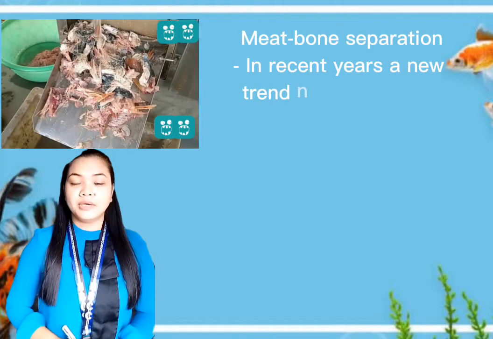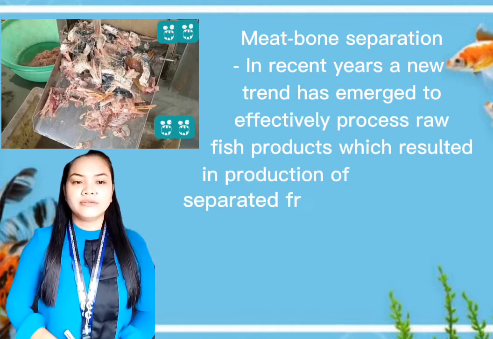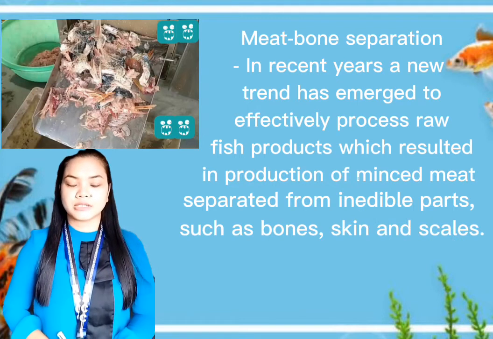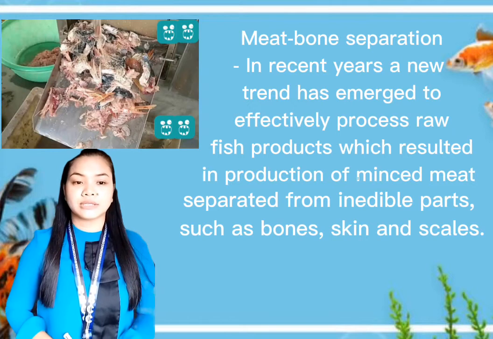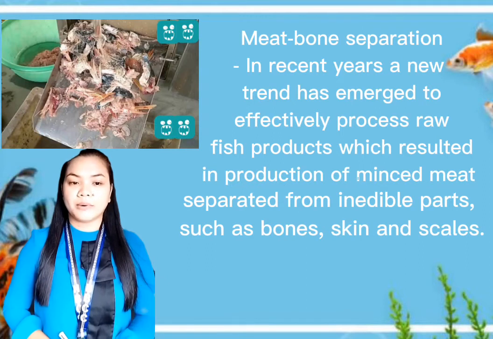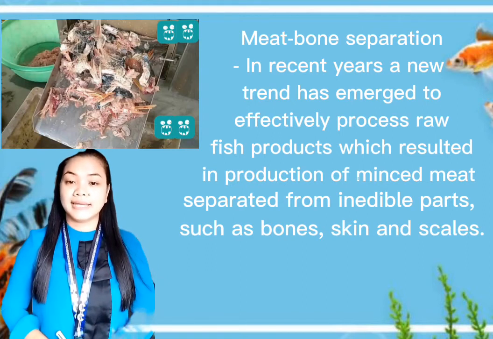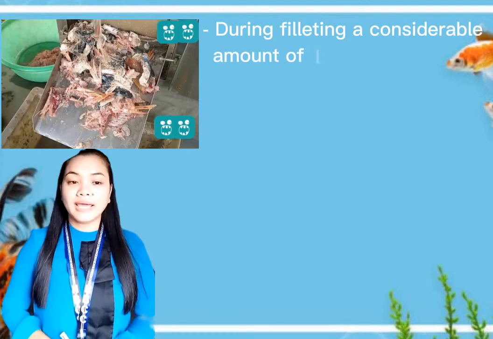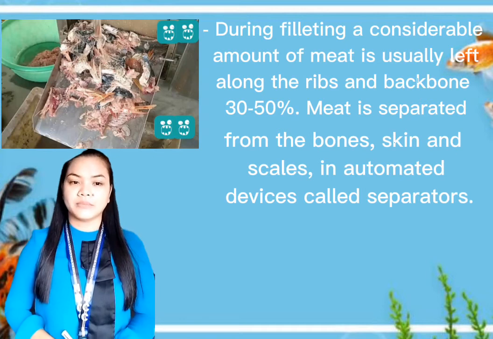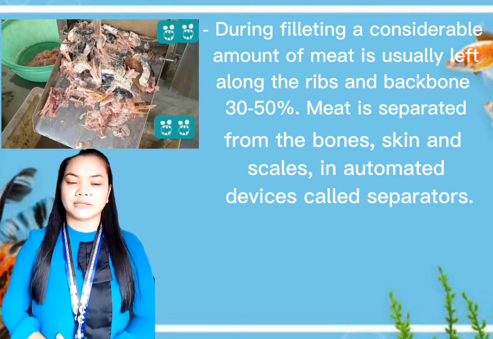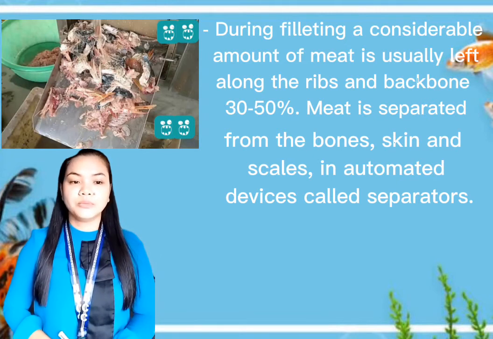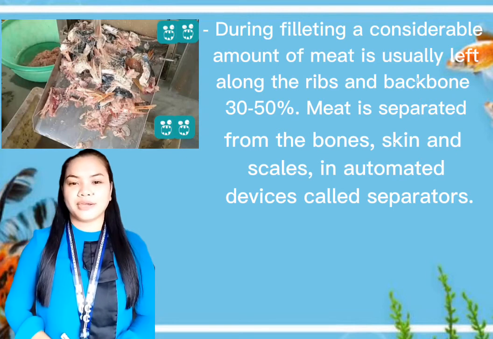Last will be the meat bone separation. In recent years, a new trend has emerged to effectively process raw fish products, which resulted in the production of minced meat, separated from inedible parts such as bones, skin, and scales. During filleting, a considerable amount of meat, 30 to 50%, is usually left along the ribs and backbones. Meat is separated from the bones, skin, and scales in automated devices called separators.